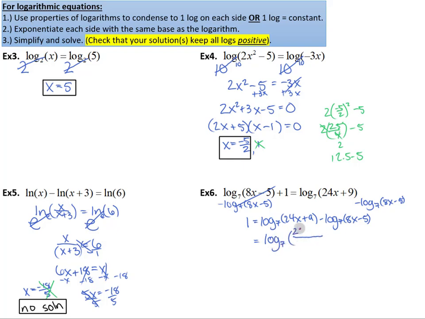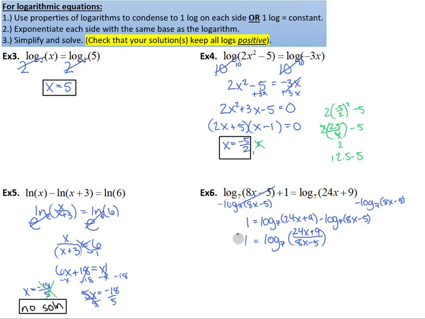And it goes in the order of the top divided by or minus the bottom. So 8x minus 5 goes in the bottom, equals 1. So we now have the second form here. 1 log equals a constant.